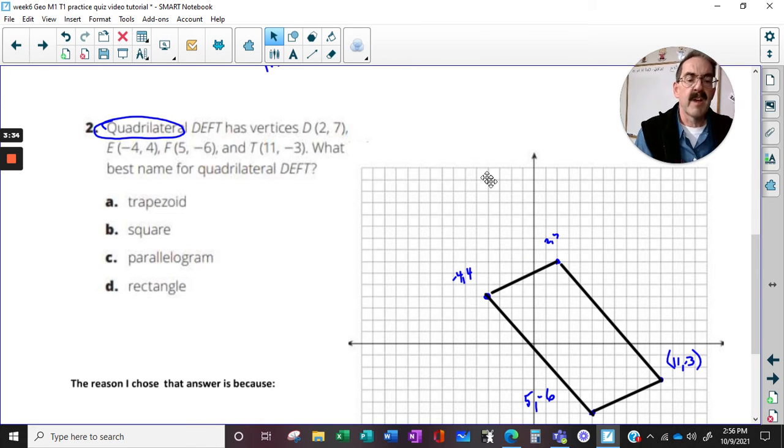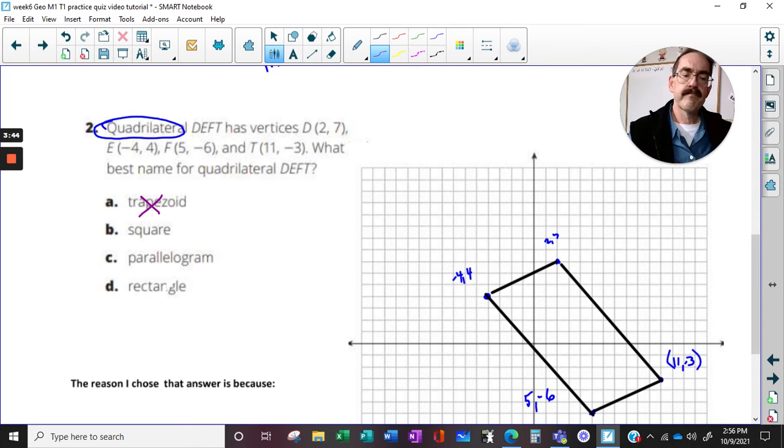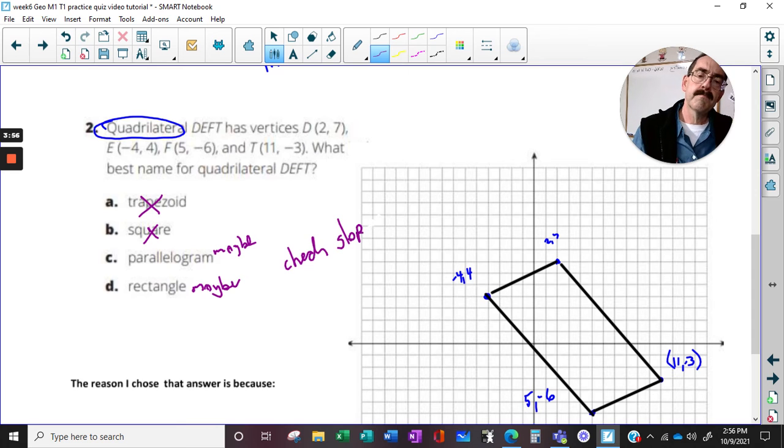Okay, alright. Sure looks like a parallelogram, doesn't it? No. Maybe. No. Maybe. Let's check the slopes. Okay? Let's check the slopes.